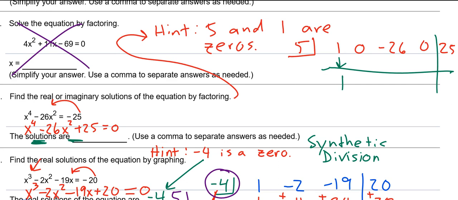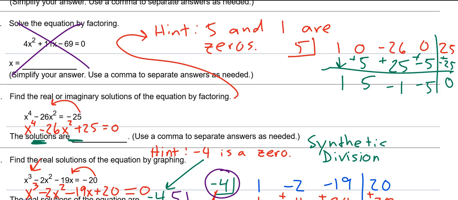So, go through the same process. 5 times 1 is 5. Then I add down the columns. 5 times 5 is 25. Then I add down the columns. 5 times -1 is -5. Add down the column. 5 times -5 is -25. Add down the column. 0. Well, I knew it was going to give me 0.